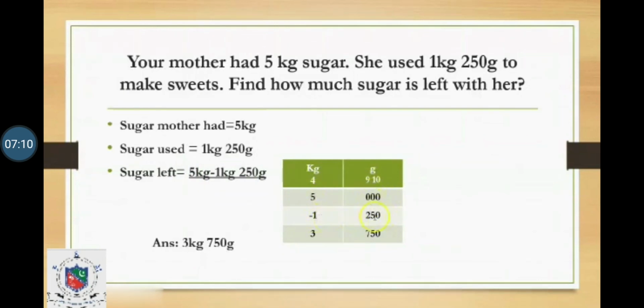As you know that 0 minus 0 is 0, but then we cannot subtract 5 from 0, so we borrowed from there. 10 minus 5 is 5 and here is 9. 9 minus 2 is 7. And when we borrowed from 5, it is 4 now. So 4 minus 1 is 3. So how much sugar is left? Yes, now 3 kilogram and 750 gram sugar is left.